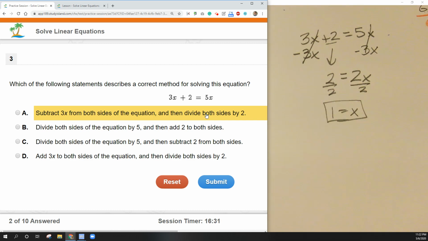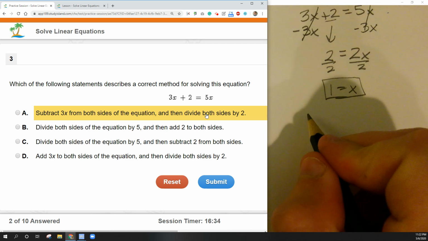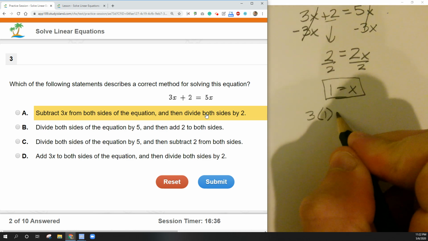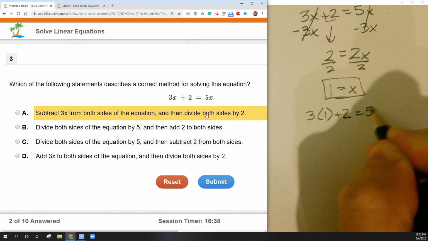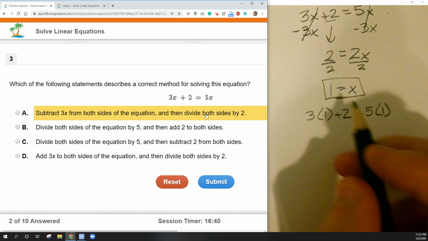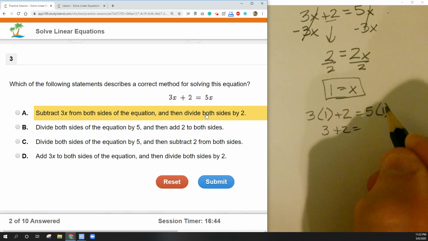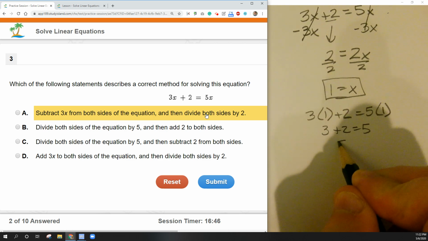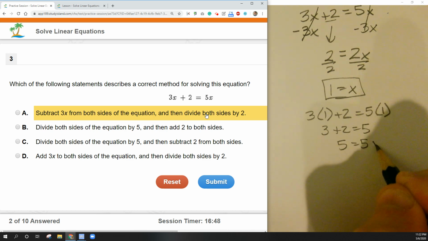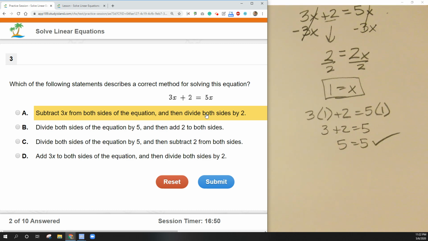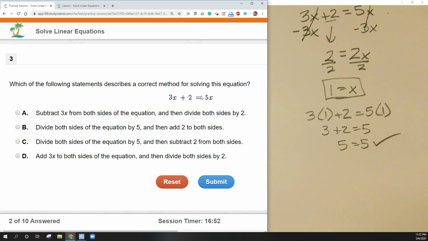And I could go back and I could plug it back into the original problem. 3 times 1 plus 2 equals 5 times 1. Let's see if that checks out. 3 times 1 is 3, plus 2 equals 5 times 1 is 5. 3 plus 2 is 5, so 5 equals 5. That's true. We did it right. So while this looks like they're trying to trick you by doing a subtract one of these and then divide by the other, you're actually having to do exactly that thing because there's x's on the other side.